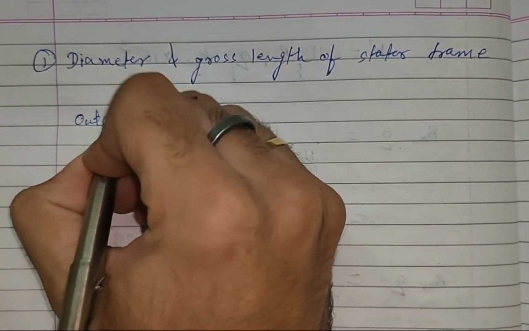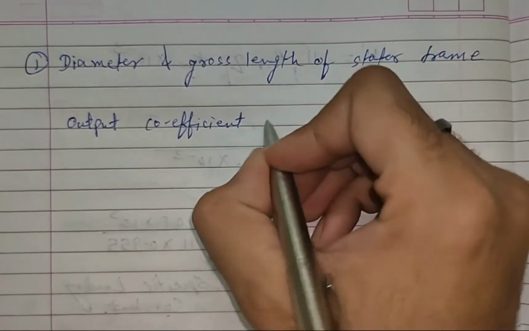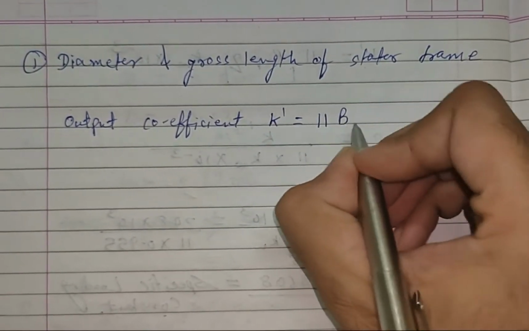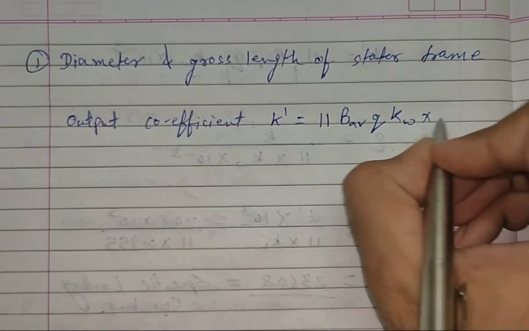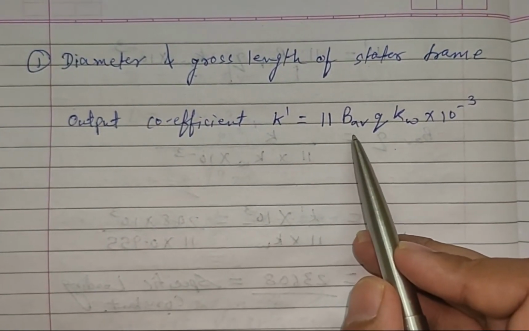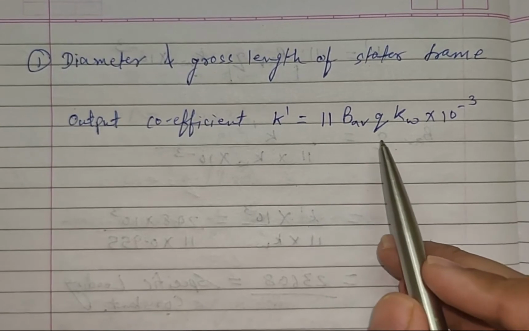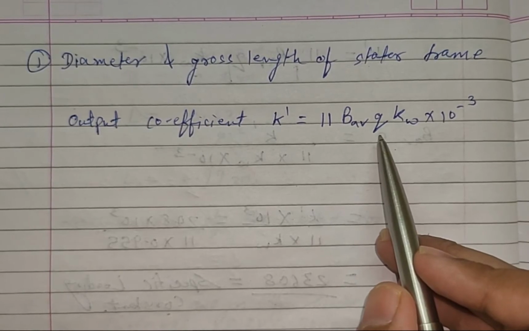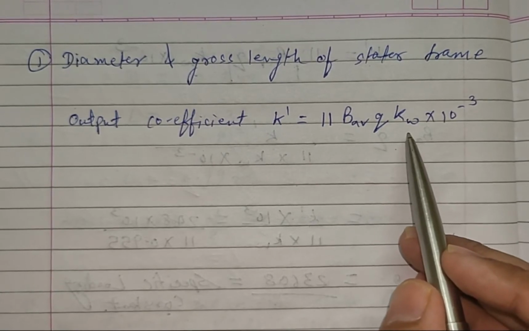So as you know, the output coefficient is represented by K dash, and the formula for that is 11 BAV into small q into kW into 10 raised to minus 3. The value of BAV is given in the question as 0.56 Tesla, which is nothing but the specific magnetic loading. The value of small q, which is the specific electric loading, is given as 26,000 ampere conductors per meter, but the value of kW is not given.